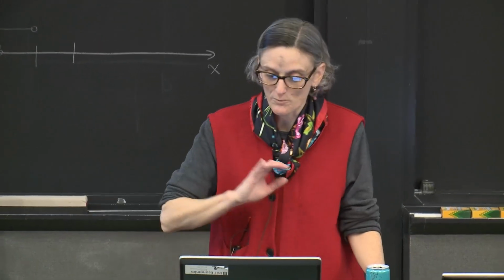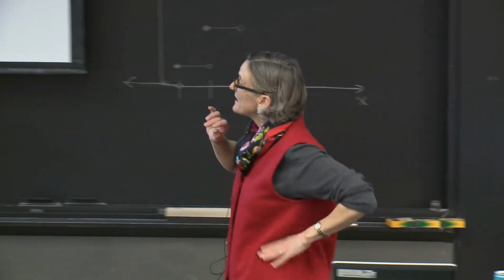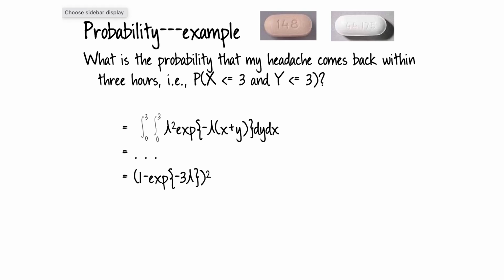Okay, so here I've set up the integral so that you can see exactly what we're doing. The probability my headache comes back within 3 hours. So you're right, it should be 1 minus the probability that x is less than or equal to 3 and y is less than or equal to 3. Is it correct?